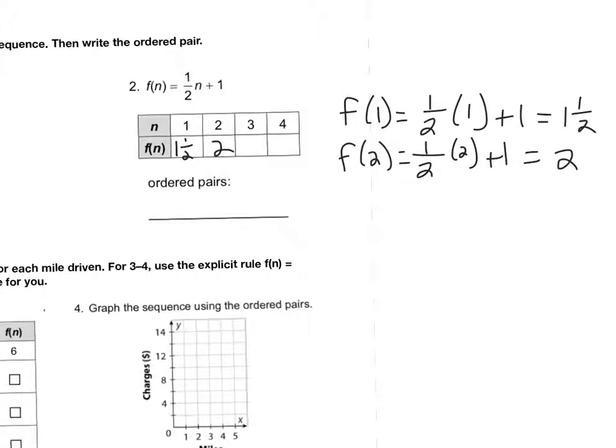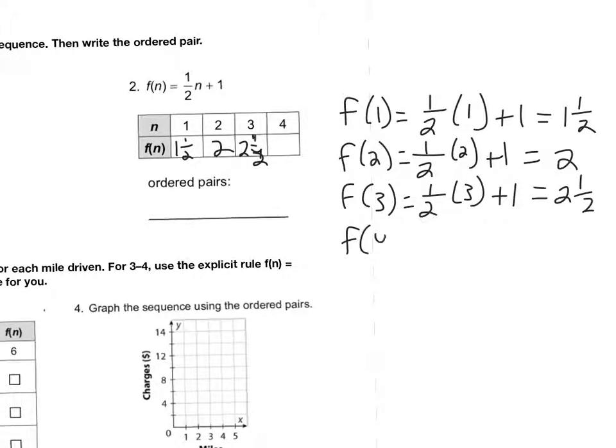How would I find my third term? That would be 1/2 times 3 plus 1. Well, 1/2 times 3 is 1 1/2, and 1 1/2 plus 1 is 2 1/2. And how would I find my last term? It would be f of 4, which would mean 1/2 times 4, which is 2, plus 1, which is 3. Now we'd have to write these in as ordered pairs.